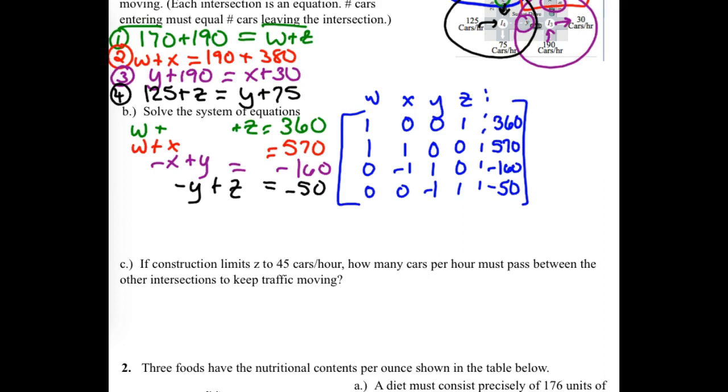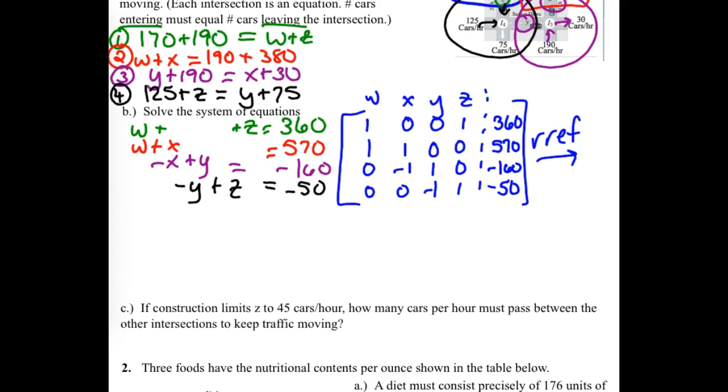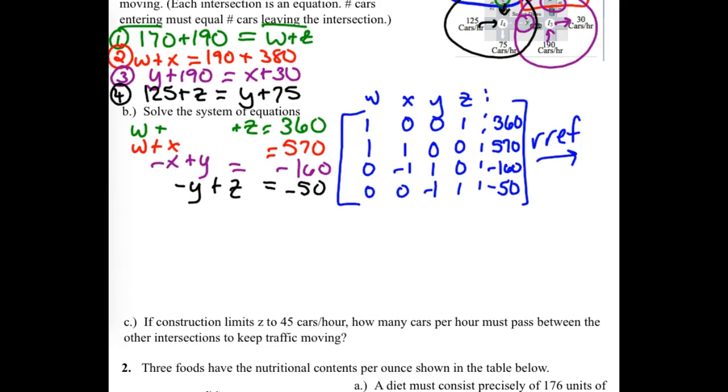All right, so that's the augmented matrix that I'm going to type in my calculator. I'm going to let it do the RREF, getting it into reduced row echelon form for me. All right, and go ahead and pause the video here. Go ahead and enter that in your calculator, and then turn the video back on.